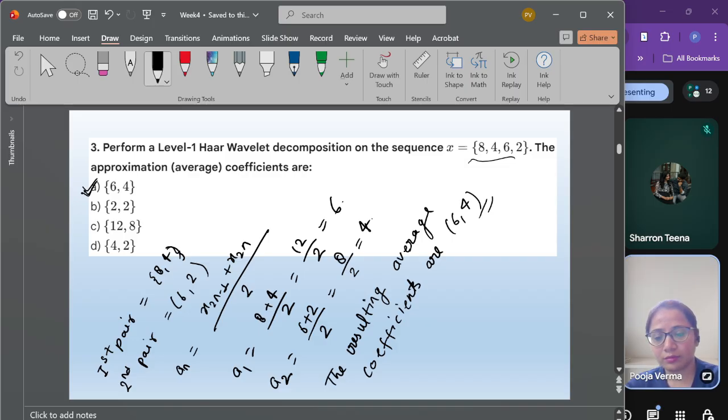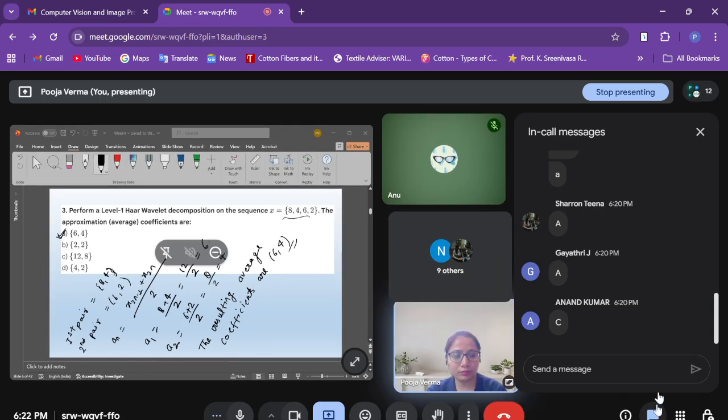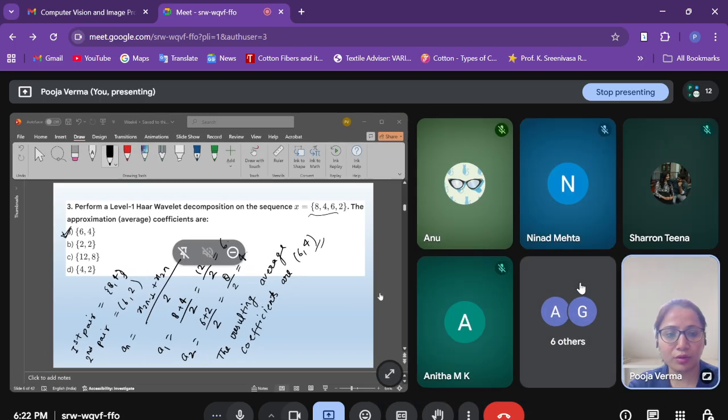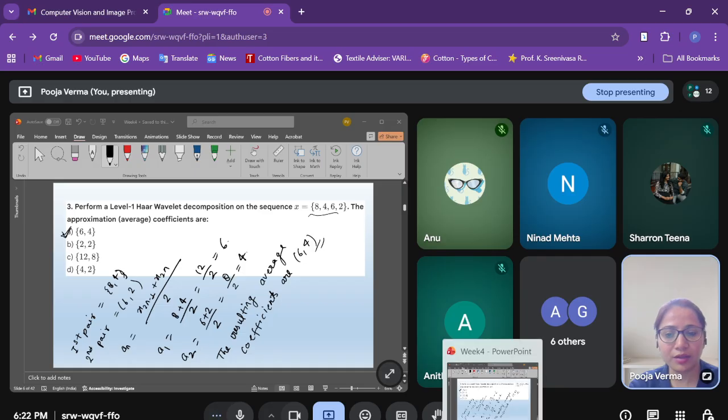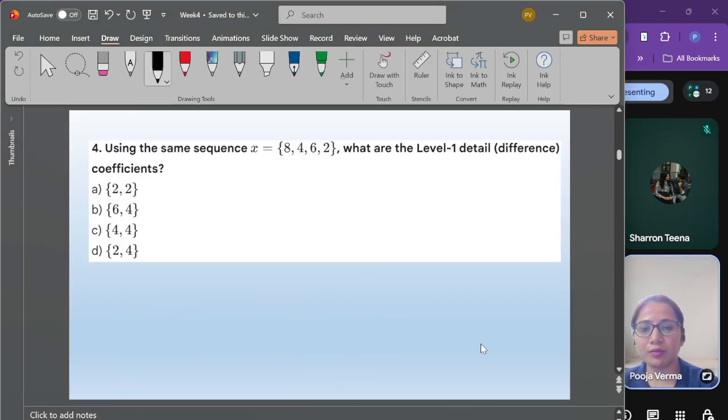Okay. It's A. So now you have understood why A is correct. We just need to take the average of the given pairs. Now moving to our next question.